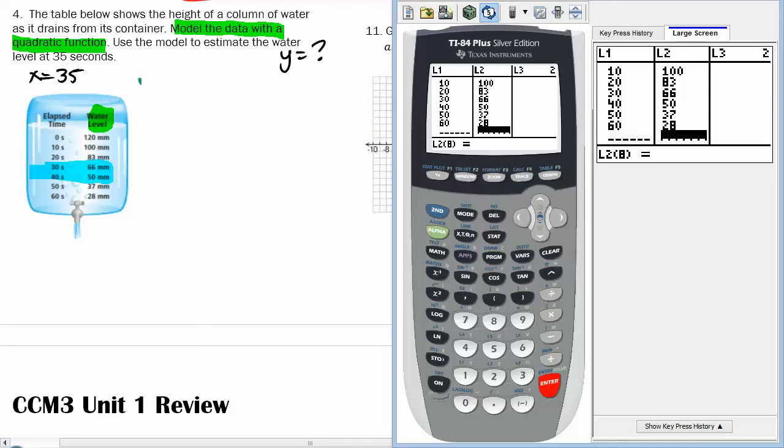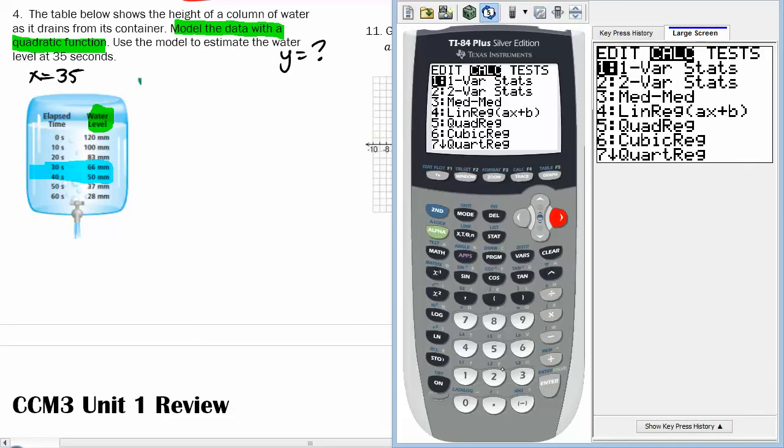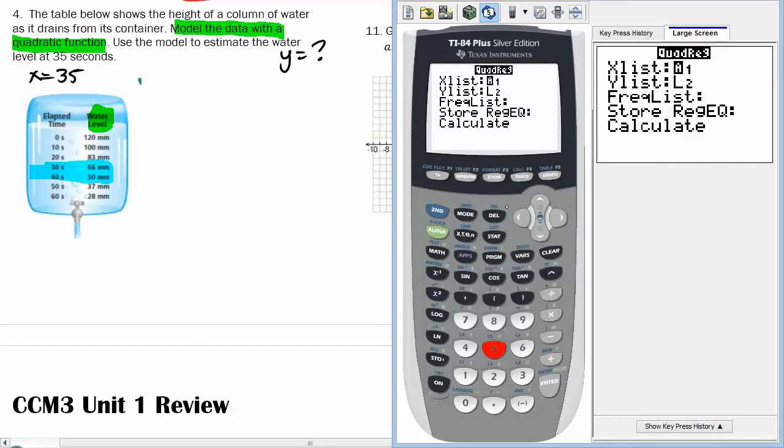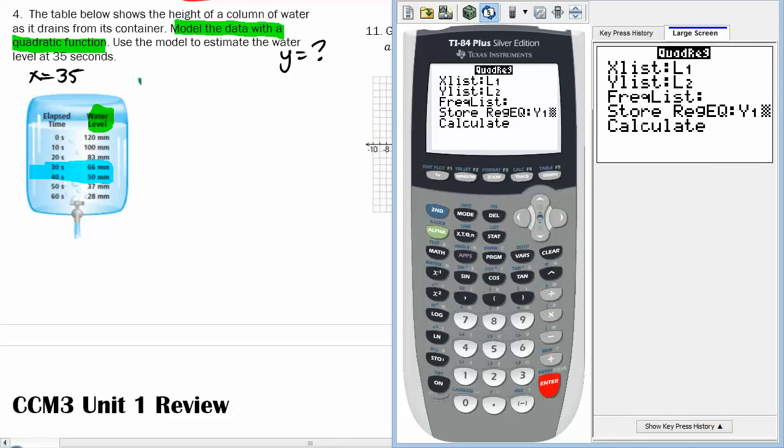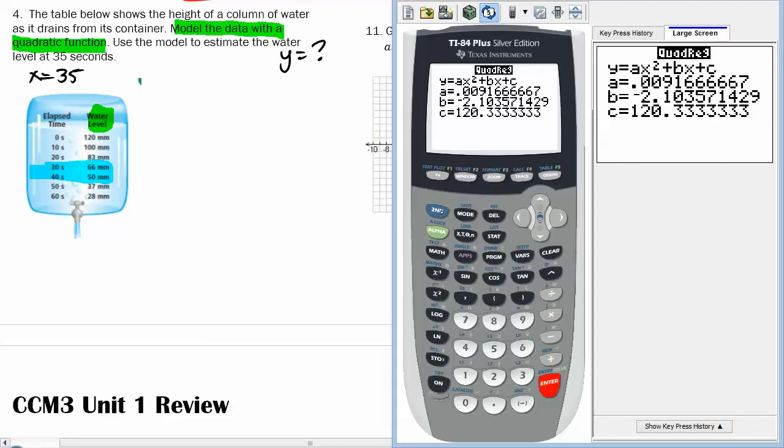Okay, now remember how to find a quadratic model. It's going to be stat, calc, and then find the quadratic regression. Stat, calc, 5 is the quadratic regression. Now let me show you a shortcut this time. Where it says store regression equation, if you want, you can do this nice shortcut method, which will just put it in for you. So you do vars, y-vars, function, and then hit enter. And so it'll put a y1 right there. That means put it in my y1 for me.